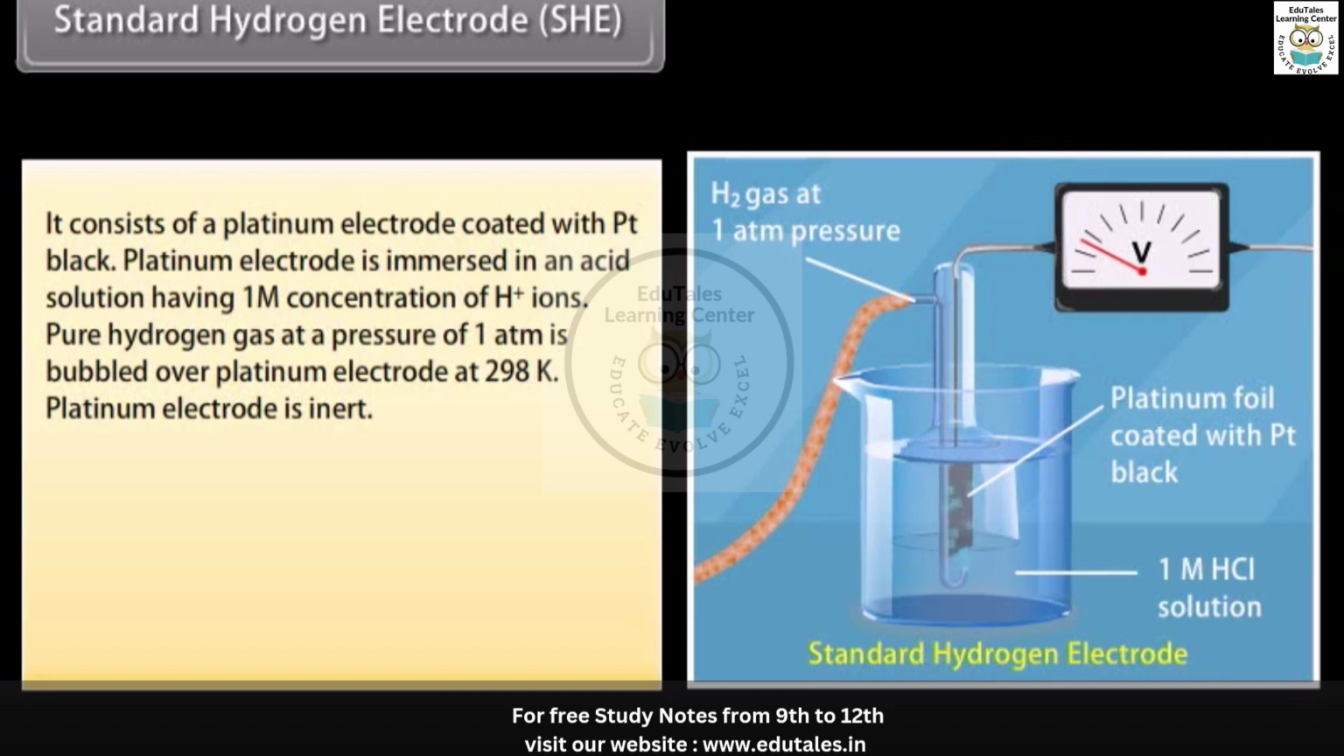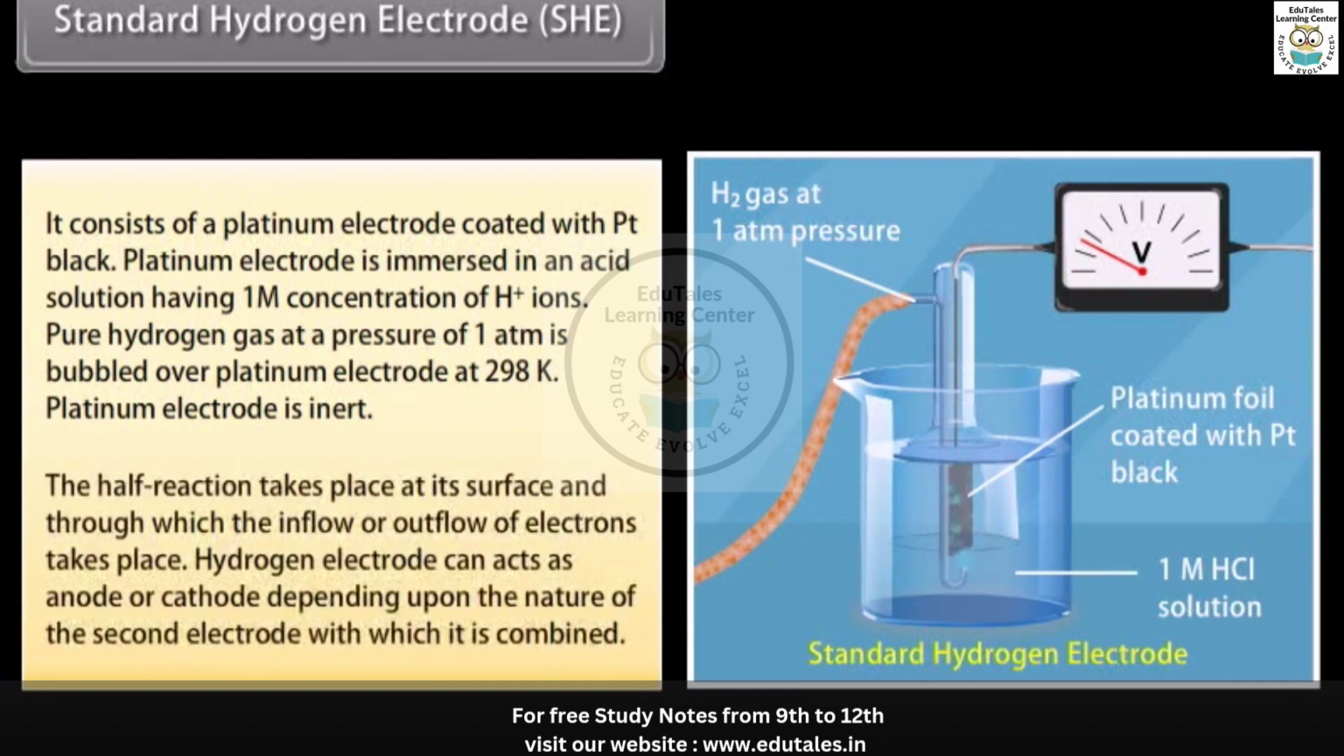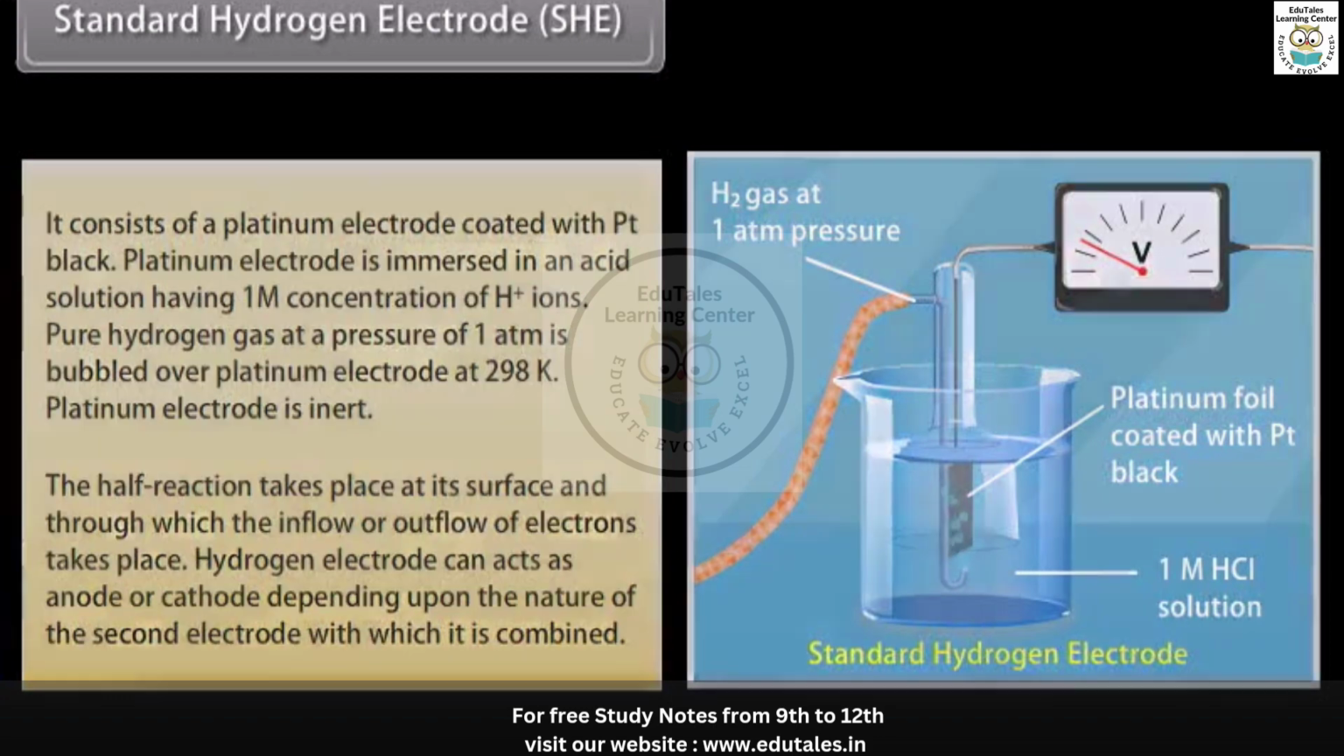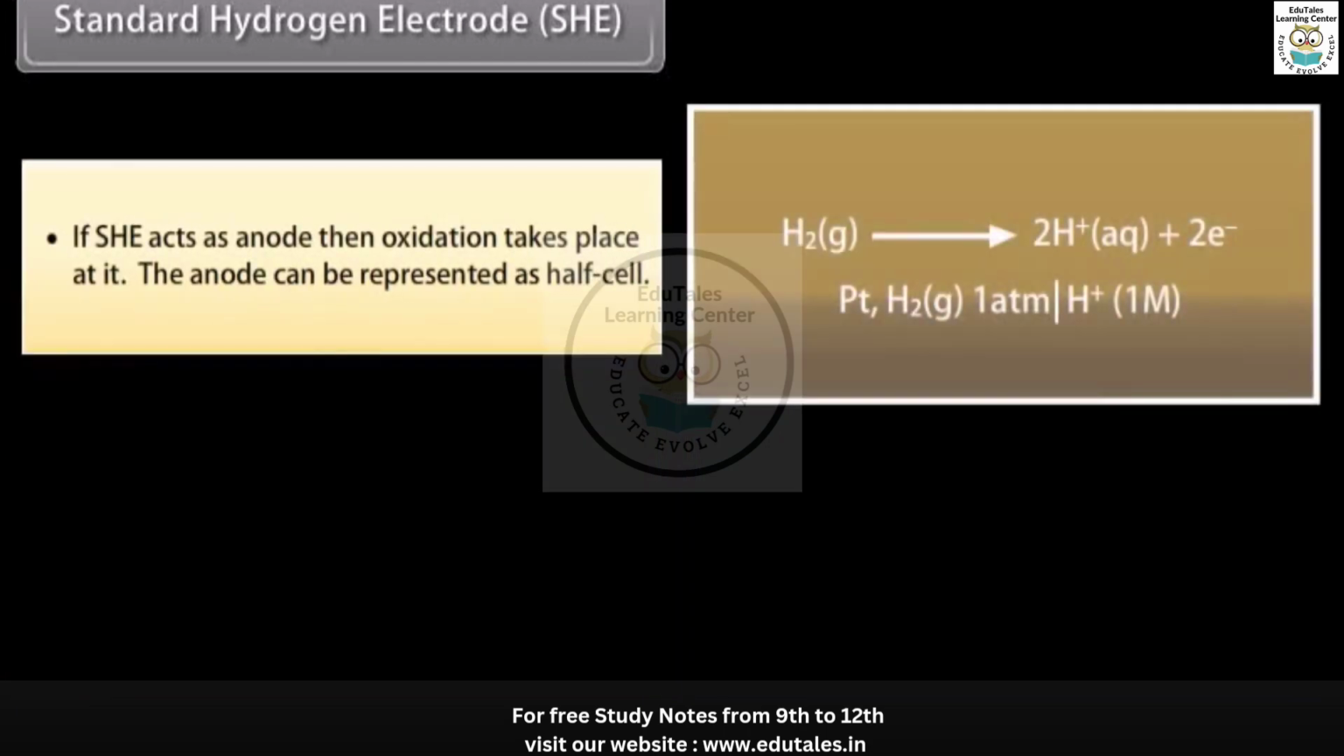Platinum electrode is inert. The half reaction takes place at its surface and through which the inflow or outflow of electrons takes place. Hydrogen electrode can act as anode or cathode depending upon the nature of the second electrode with which it is combined. If SHE acts as anode, then oxidation takes place at it. The anode can be represented as half cell.